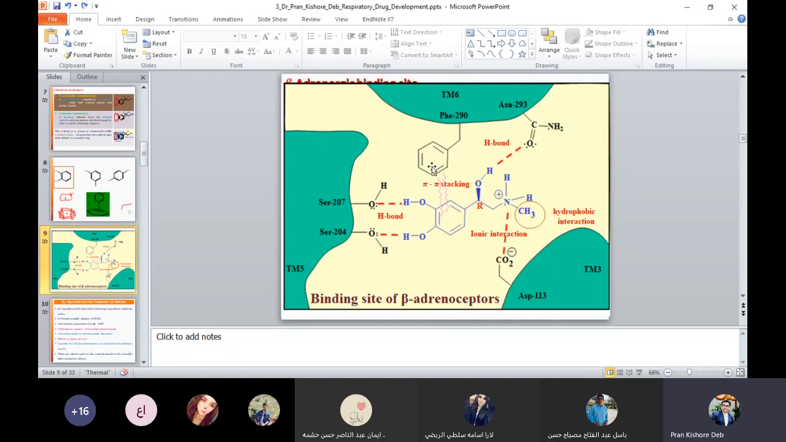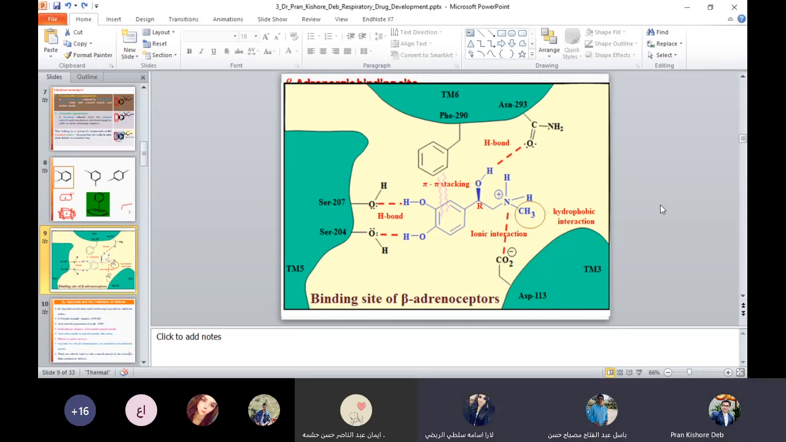Then we have seen the binding interaction of the adrenaline inside the beta adrenergic receptor. Now, can you quickly recall what are the points you need to remember from this binding interaction? How many types of interaction do you see here? I have 3 types. 3 or more? 4 types. Okay, what are those? Tell me one by one.